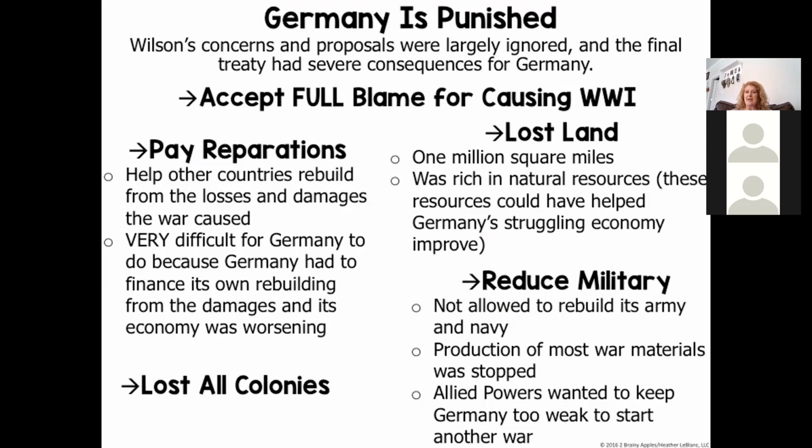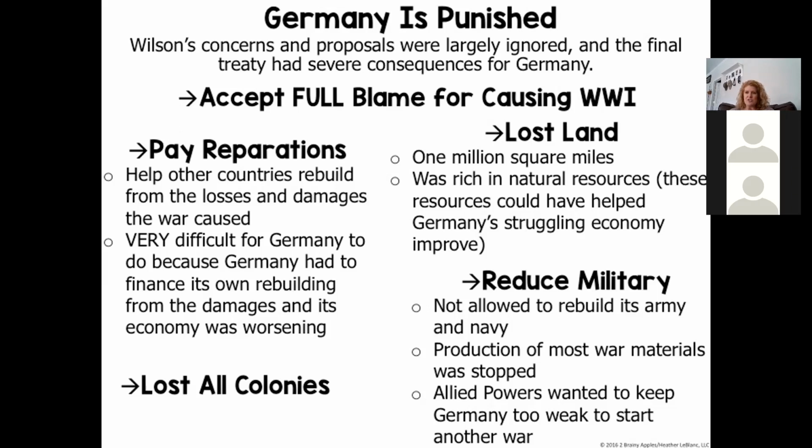They wanted them to pay reparations. So they wanted them to help the countries where they had destroyed property to rebuild that. They have to pay for all those losses and damages that they've caused. So this is really difficult, and it's pretty much, if you think about it logically, an impossible task for Germany. Germany has to finance the rebuilding of their own country. And their economy is very bad at this time. It's a very unstable economy.